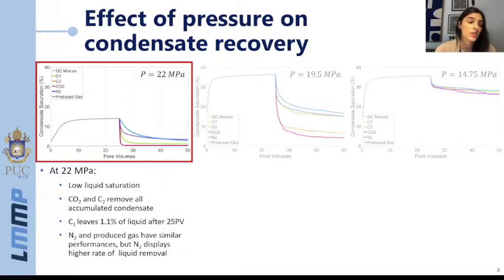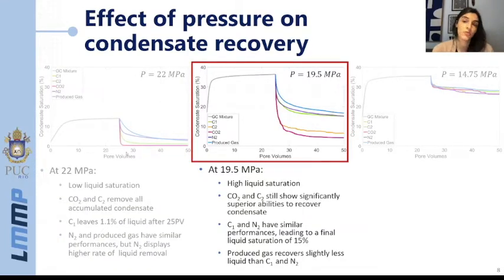The second best gas was methane. It left only 1.1% of liquid after the 25 injected pore volumes. And also we can see that nitrogen and produced gas had similar performances, leaving around 3% to 4% of liquid, but nitrogen had a higher rate of liquid removal here in the beginning.